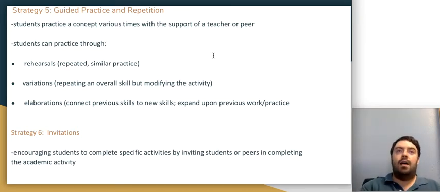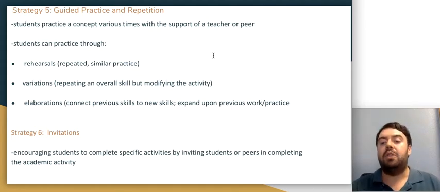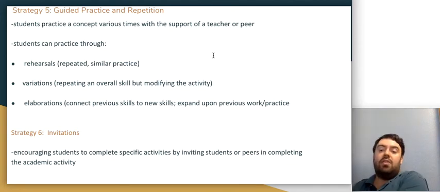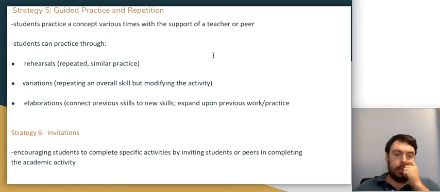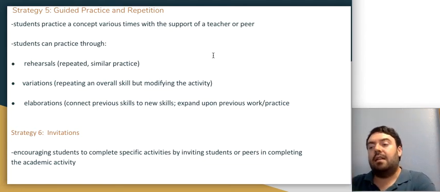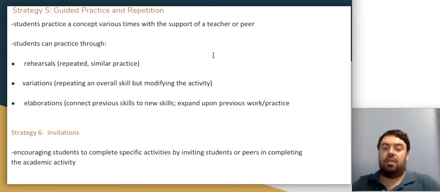So maybe, let's say addition. Maybe they learn how to add one-digit numbers, and they know how to add them just by computation on a piece of paper. They know how to add them with objects. They know how to add them using word problems, or when a story is read to them out loud, or a question posed to them orally. So students are seeing how to use that skill, addition, in various situations.